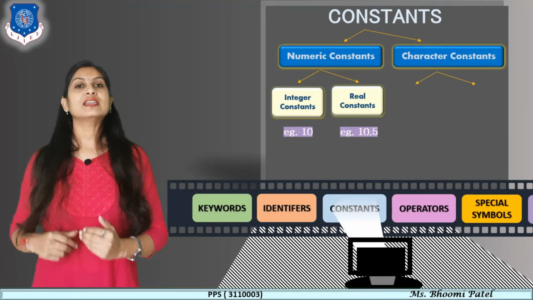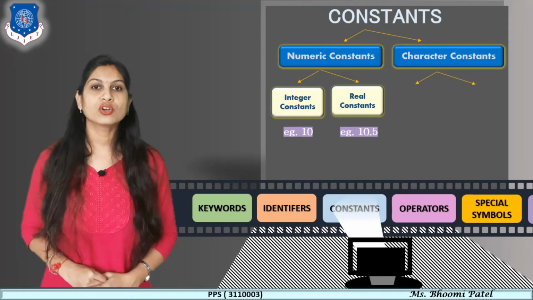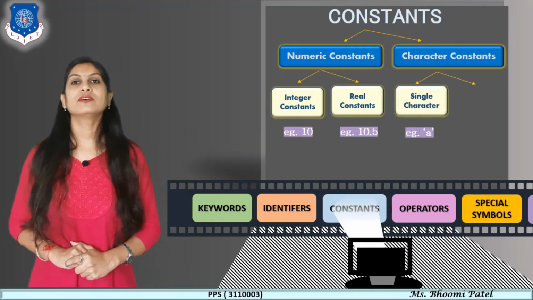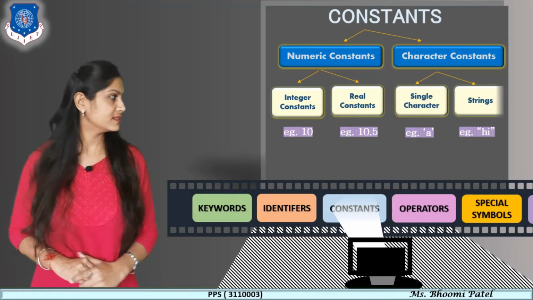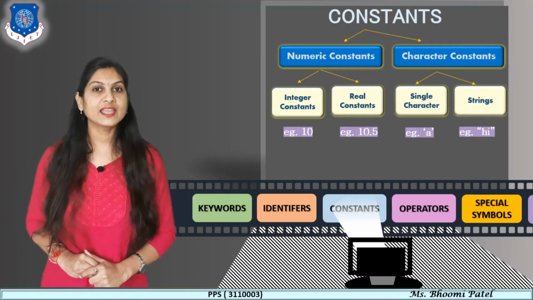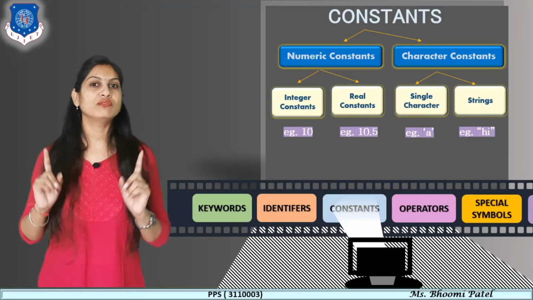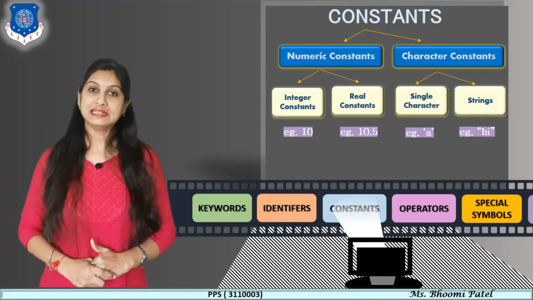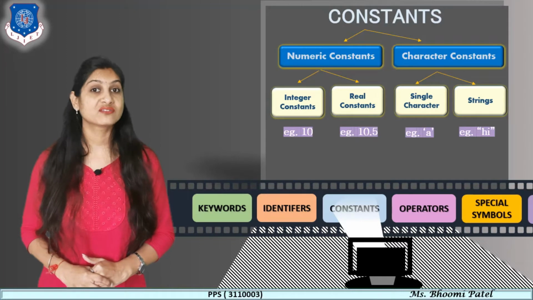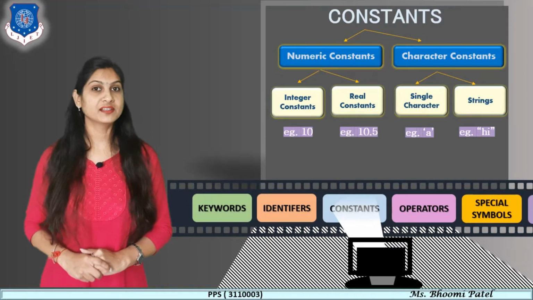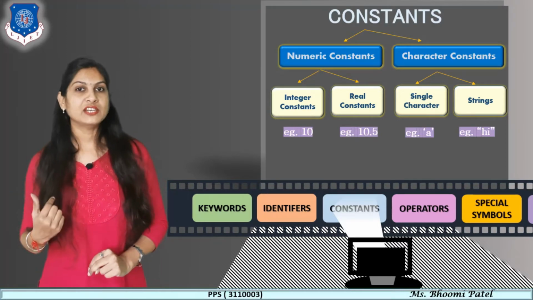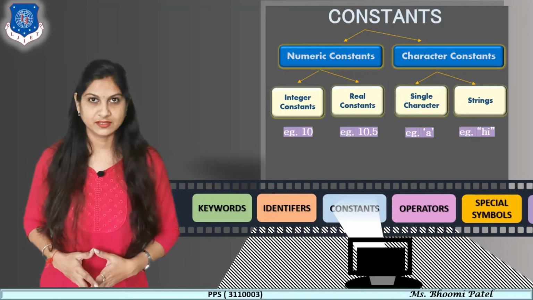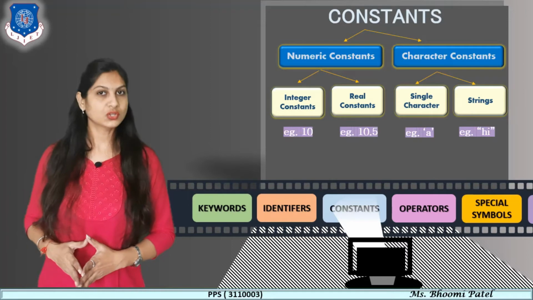Here you can assign characters also, not only digits. It is again divided into two parts: first is a single character and second is a string. For a single character you must remember to always write it in single inverted commas. But if you want multiple characters, then it is known as a string and you have to write it in double inverted commas. Single inverted for a single character, double inverted for multiple characters. So this is all about constants.